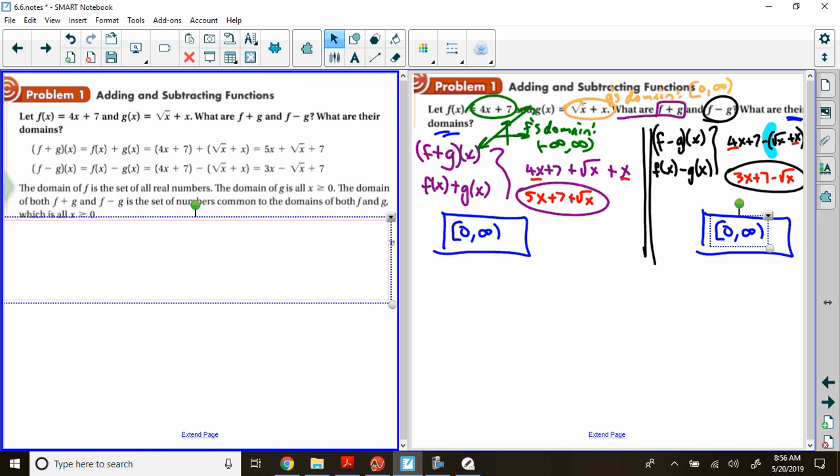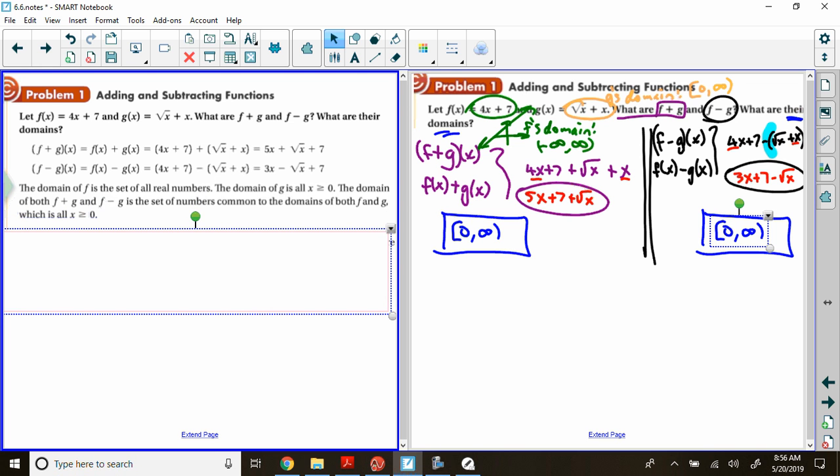Let's look at the domains. They said the domain of g is x is greater than or equal to 0. So the domain of both f plus g and f minus g is the set of numbers common to the domains of both f and g, which is all x greater than or equal to 0. So we're good on both counts. And that's it.